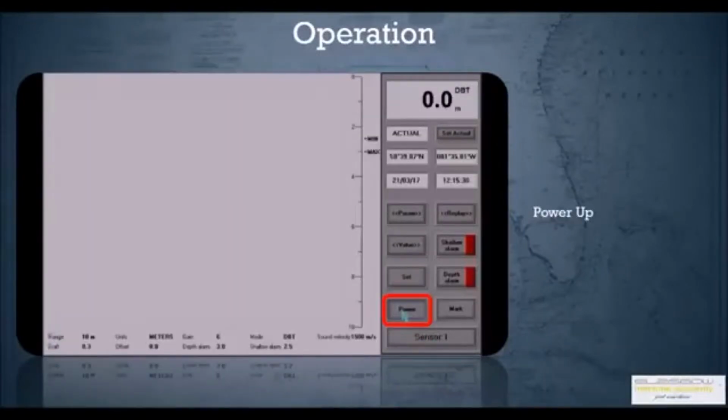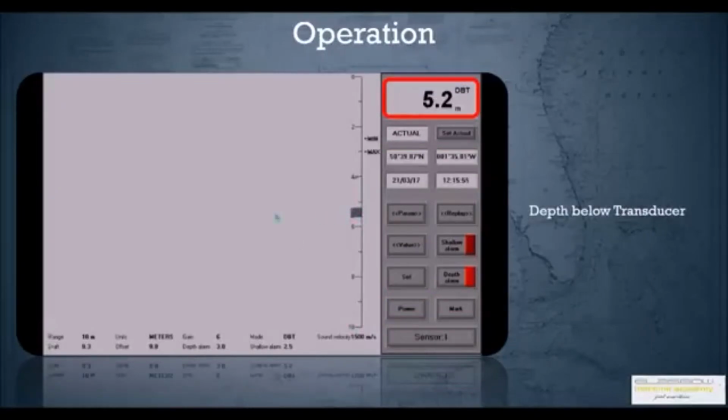You start off by powering it up, and the moment you do that, you start getting the echoes on the charting area. That gives you the range on various scales. That gives you the digital readout.